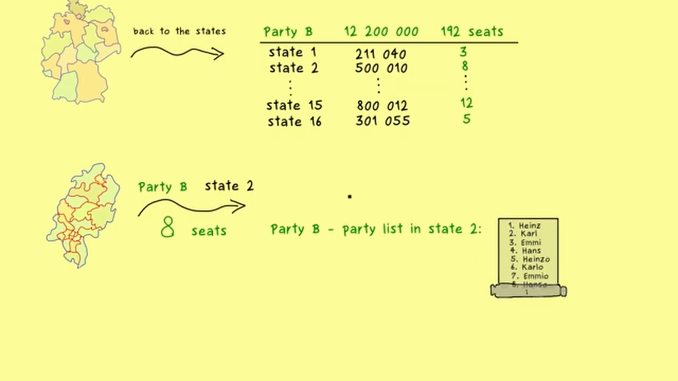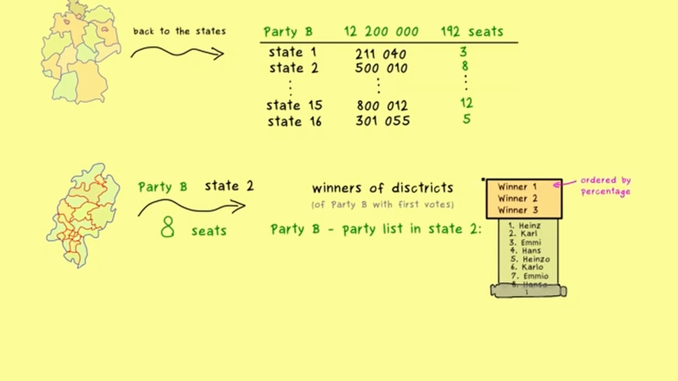However, actually some other people have a higher priority and we can put them on top of the list. And these are exactly the winners of districts that belong to the given state and the given party. Obviously we only take the winners that belong to the party B, and then we can also order this list. On top we have the best winner, so the candidate that got proportionally the most first votes. This means only the percentage of the winner in the given district matters.